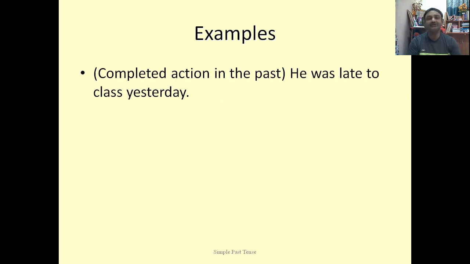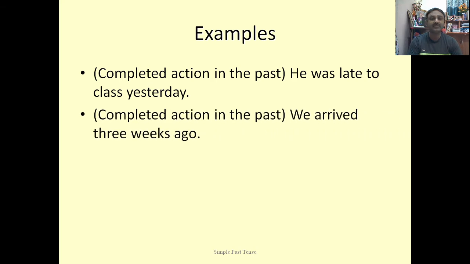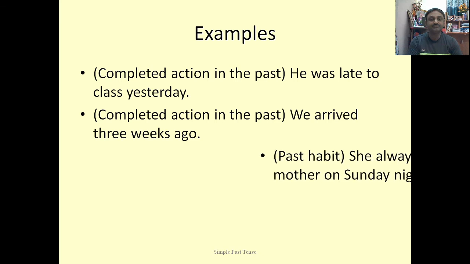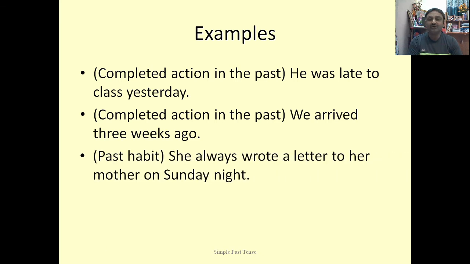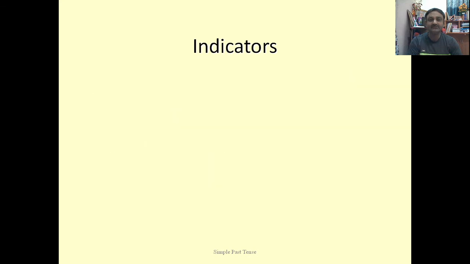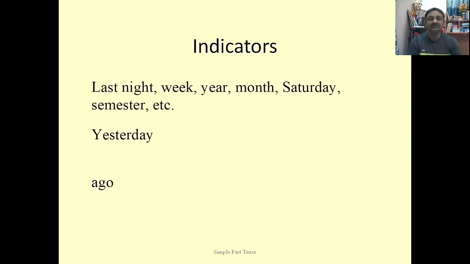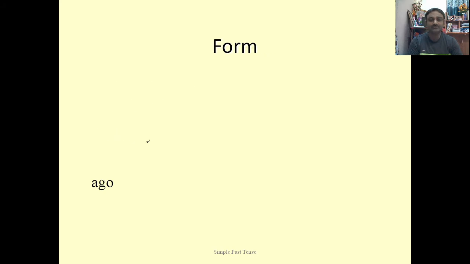He was late to class yesterday. We arrived 3 weeks ago. She always wrote a letter to her mother on Sunday night. Now the indicators are last night, week, year, month, Saturday, semester, etc., yesterday, ago.